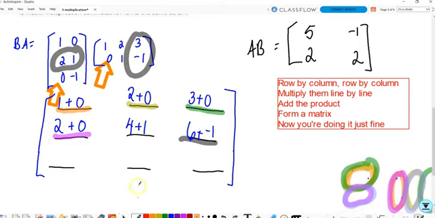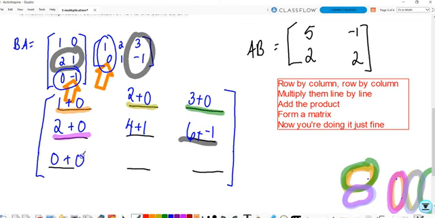Okay, let's try the last row, 3 columns. So third row, first column, I've got 0 times 1 is 0. And then negative 1 times 0 is 0. Now we're going to do the second column. 0 times 2, negative 1 times 1. And the third column, 0 times 3, negative 1 times negative 1.